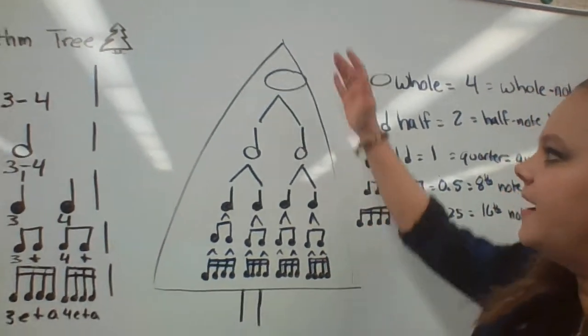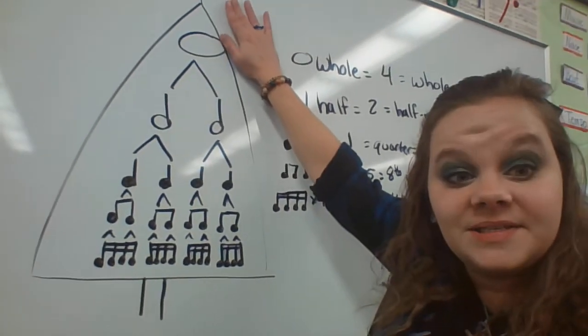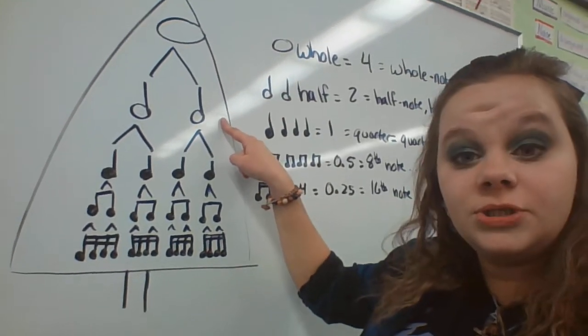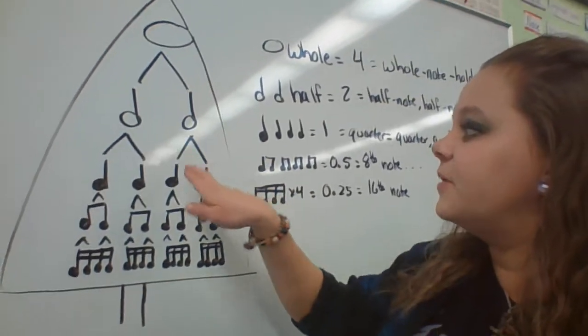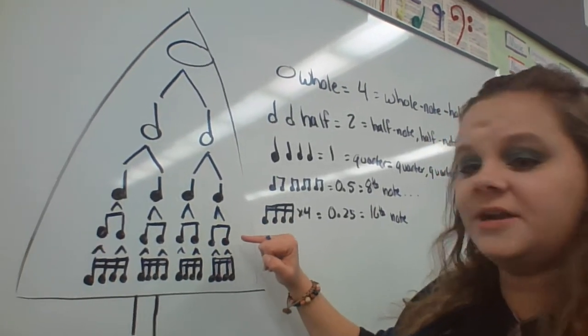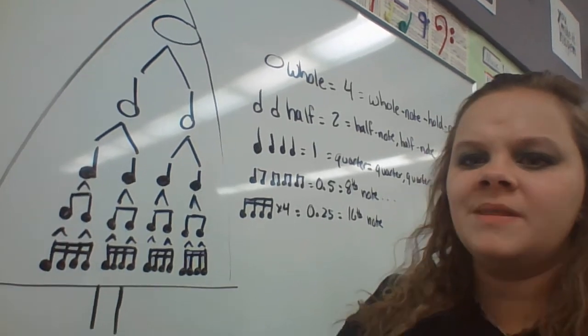This is a familiar way to look at our rhythm tree. Okay, we've got the whole note on top, like the star on the top of a Christmas tree. Then it breaks down into 2 half notes with the branches, a few more branches, 4 quarter notes, more branches, eighth notes, 16th notes, okay?